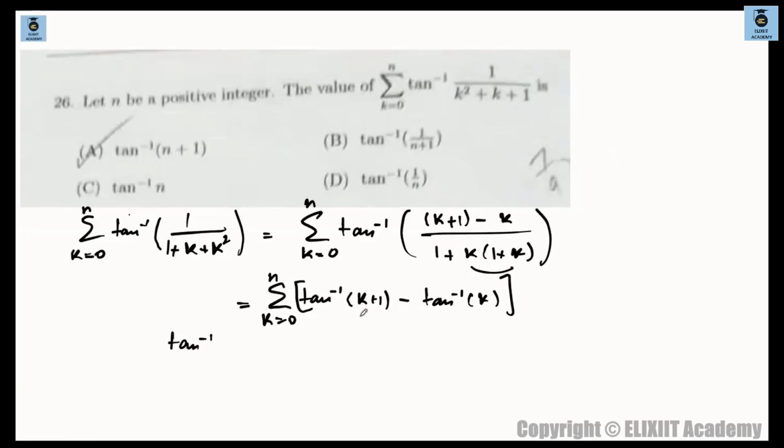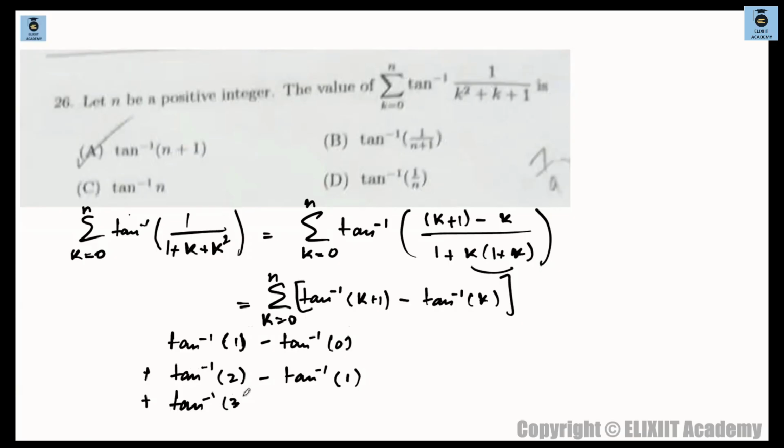Like this becomes, the first term is what? Put the value of k is 0. So this will become tan inverse 1 minus tan inverse of 0. Next term is plus tan inverse of 2 minus tan inverse of 1. Then tan inverse of 3 minus tan inverse of 2, and so on. This will continue till tan inverse of n plus 1 minus tan inverse of n.